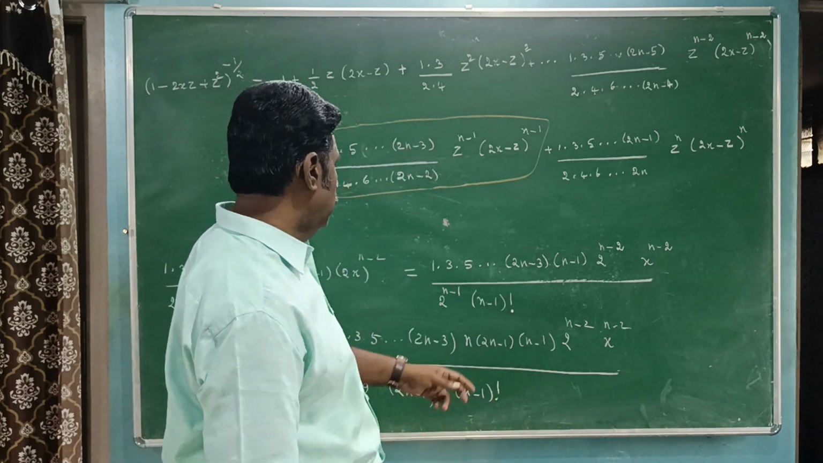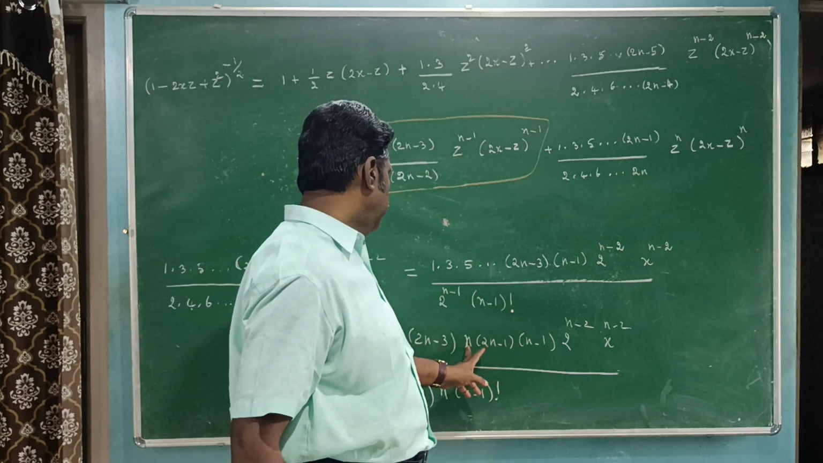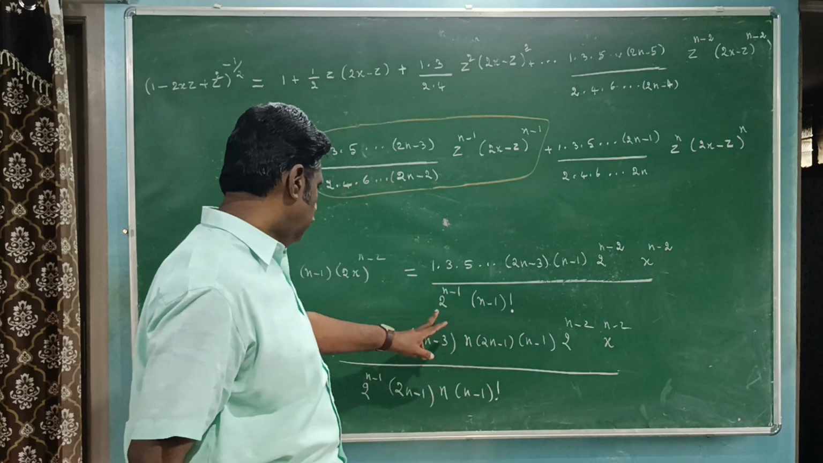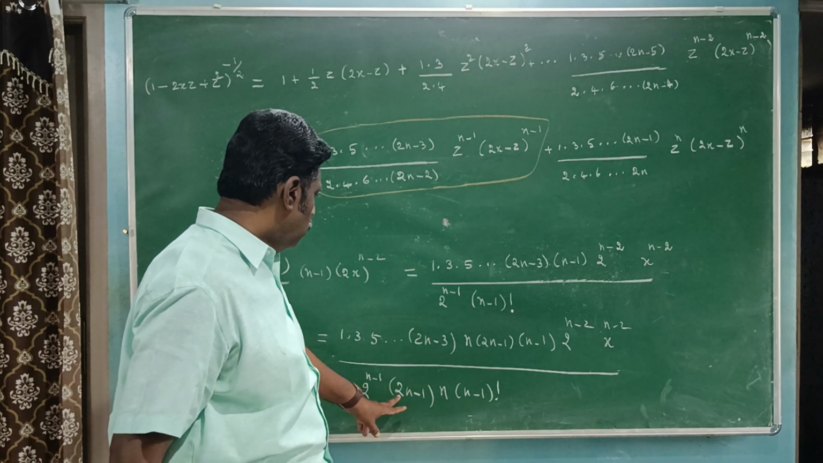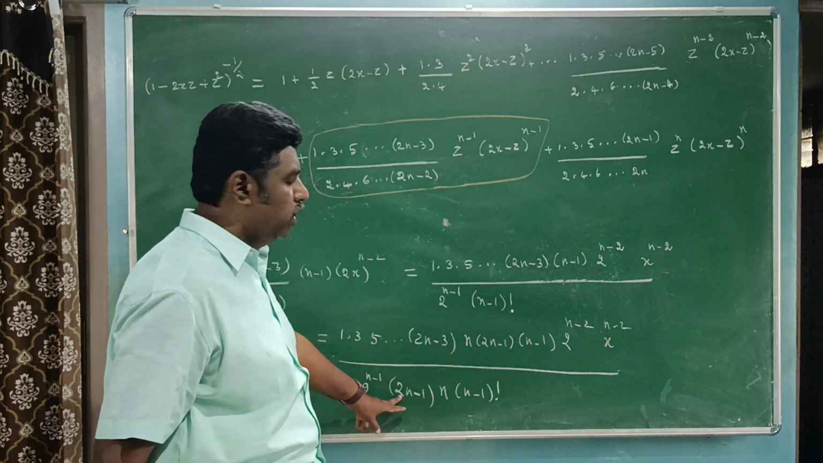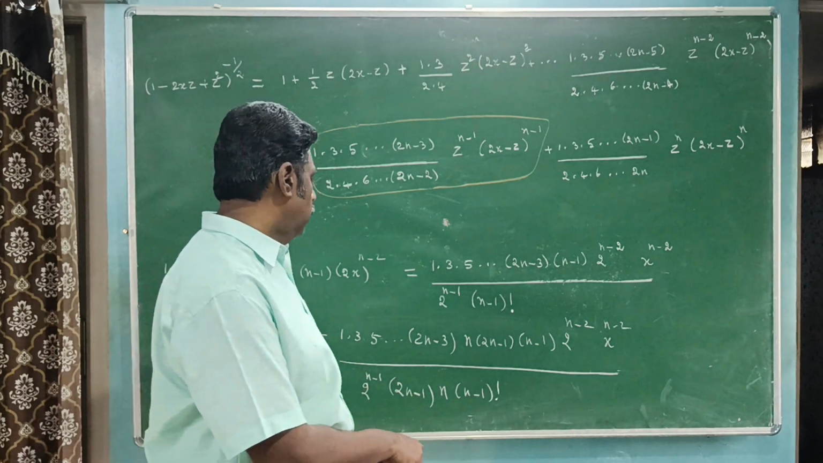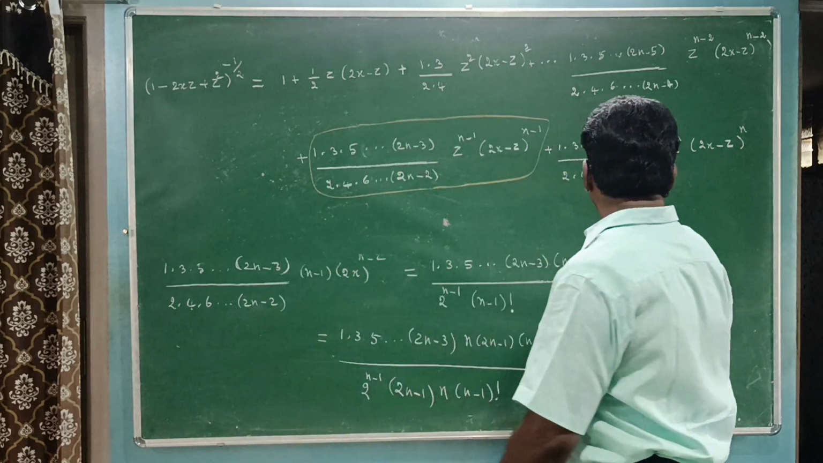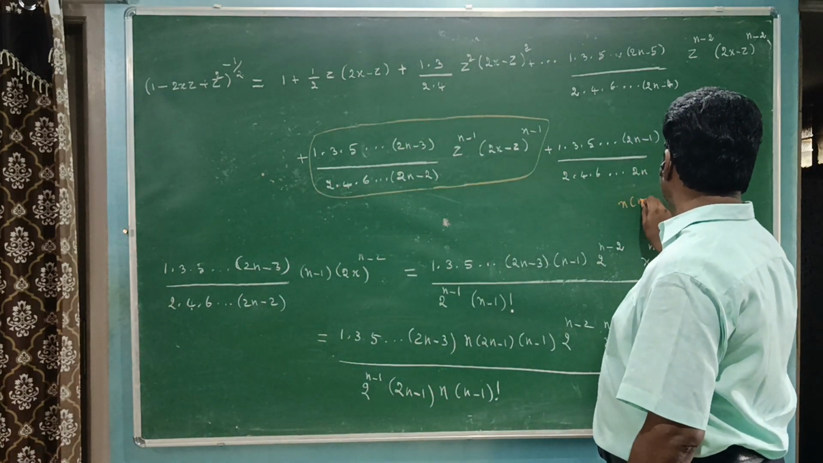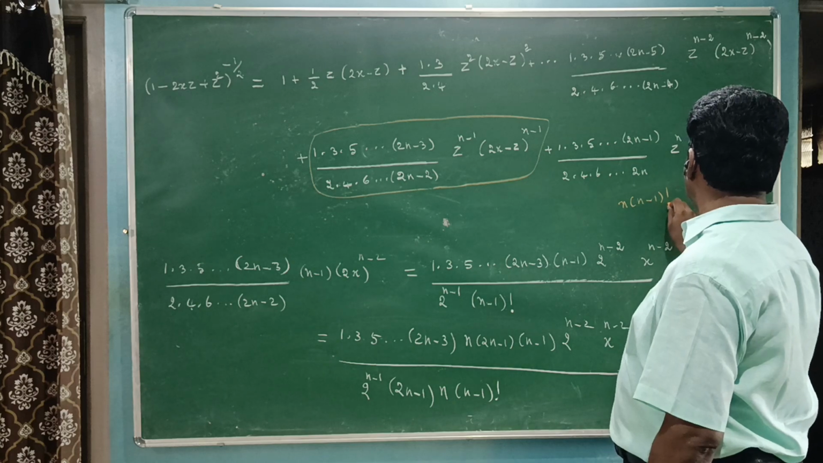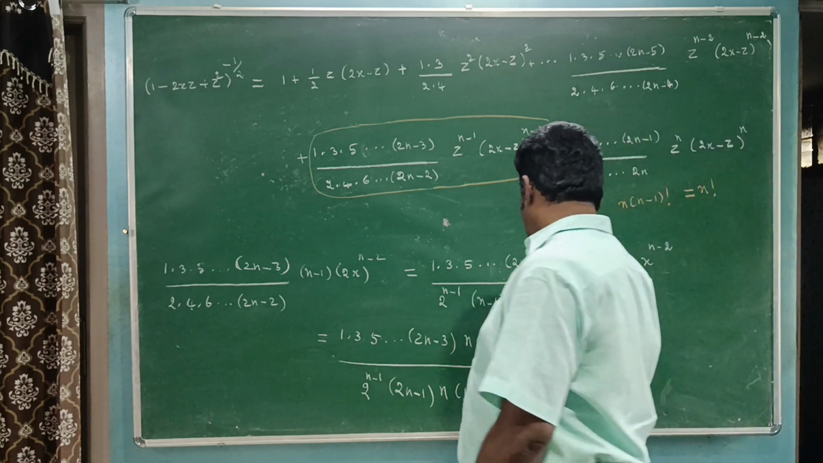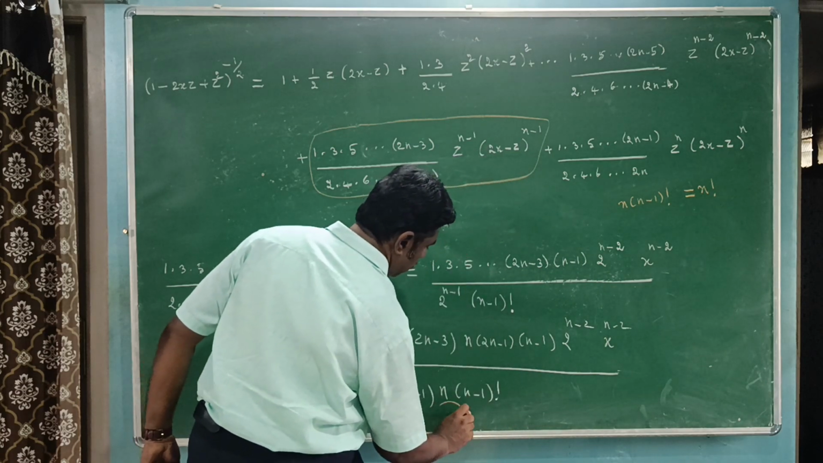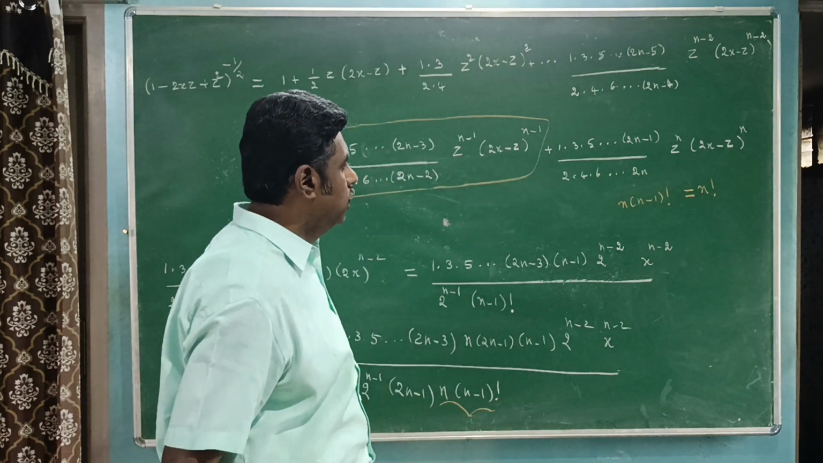See here, the numerator is multiplied by n into 2n minus 1. The same operation is carried out in the denominator also, n into 2n minus 1. Here, the value of n into n minus 1 factorial is equal to n factorial. Instead of this, we may put n factorial.